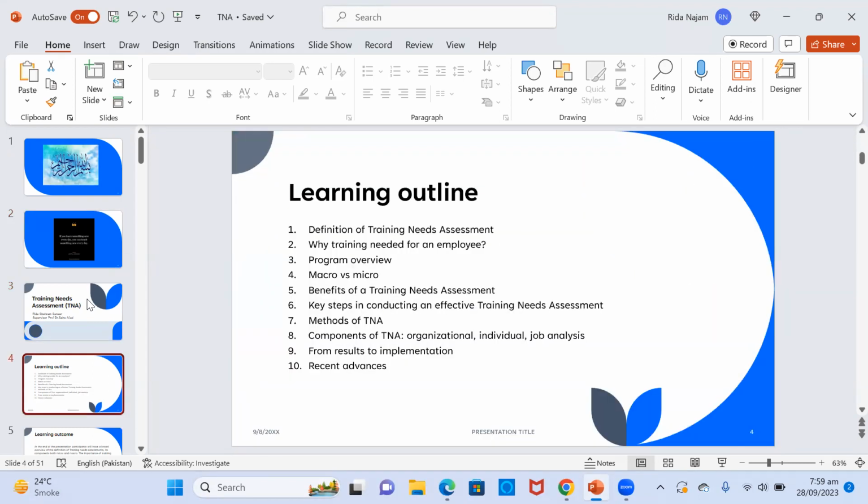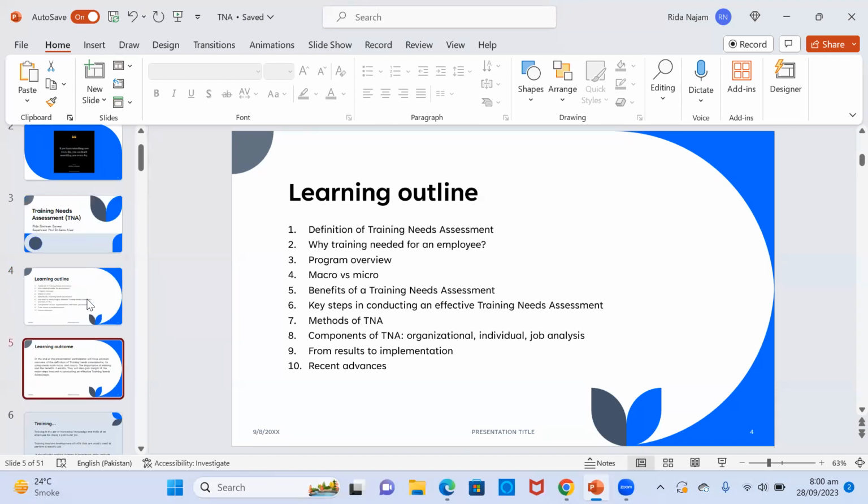Learning outline. Definition of training needs assessment. Why training is needed for an employee. Program overview. Macro versus micro benefits of a training needs assessment. Key steps in conducting an effective training needs assessment and methods of TNA. Components of TNA, which include organizational, individual, and job analysis, from results to implementation, recent advances.